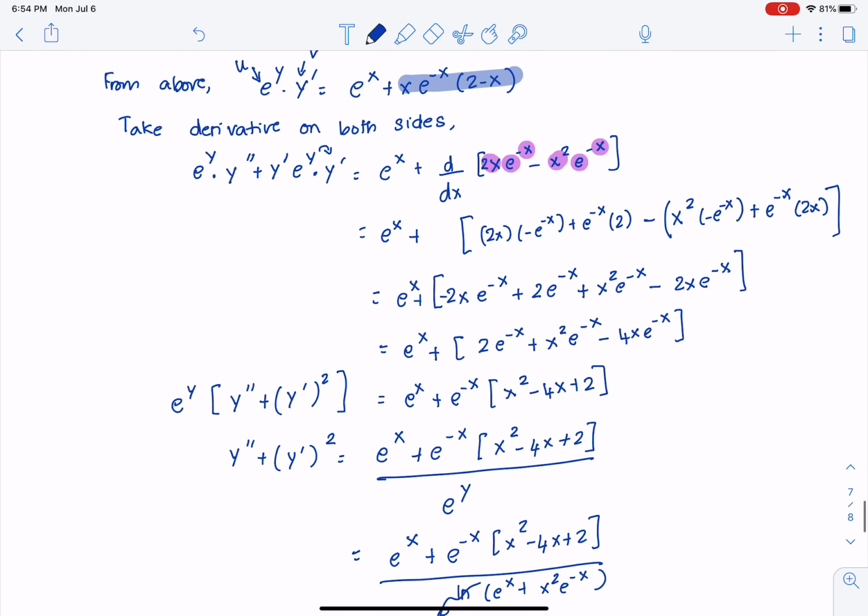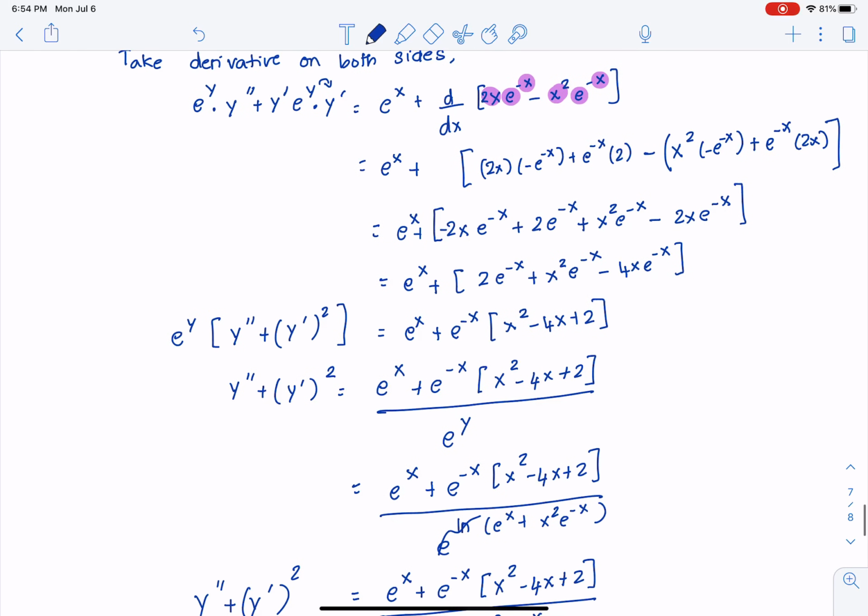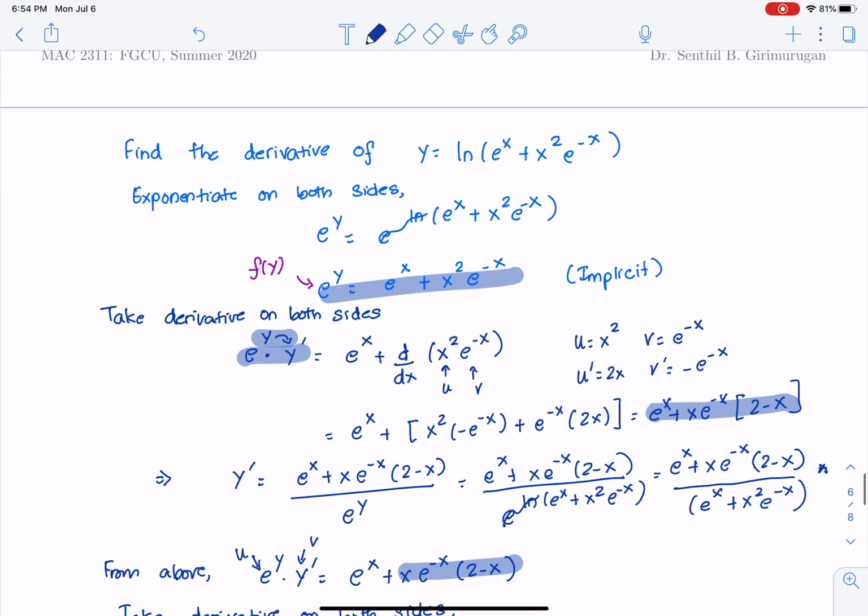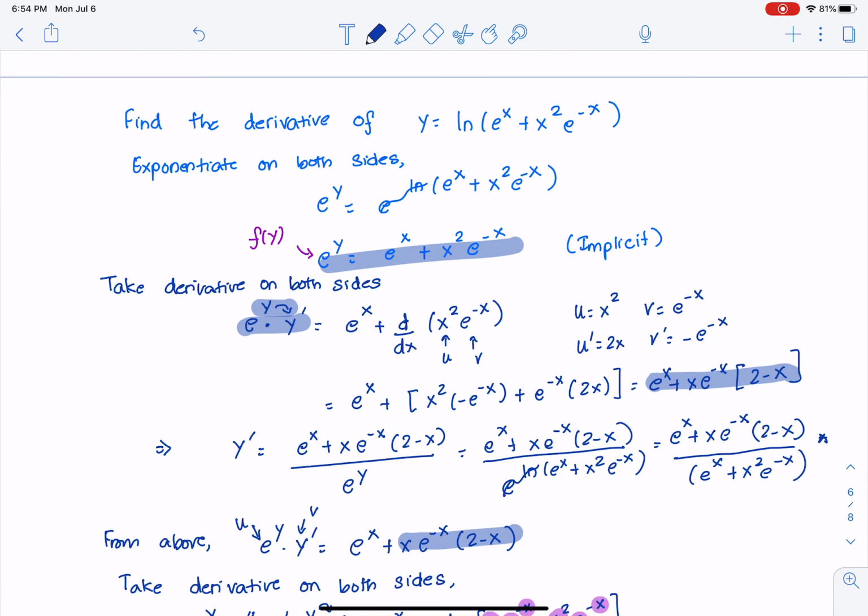The key here is it didn't save us a lot of work when it came to the second derivative, but using implicit differentiation certainly made the problem easier in finding the first derivative.